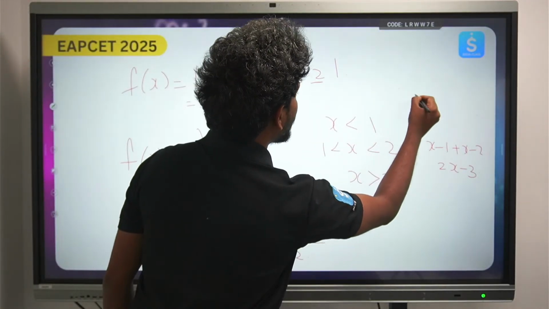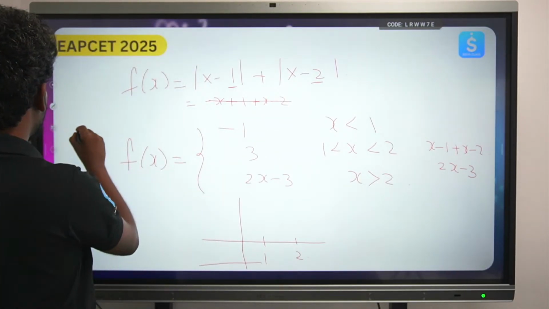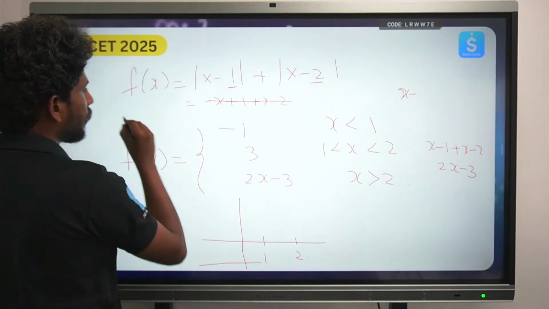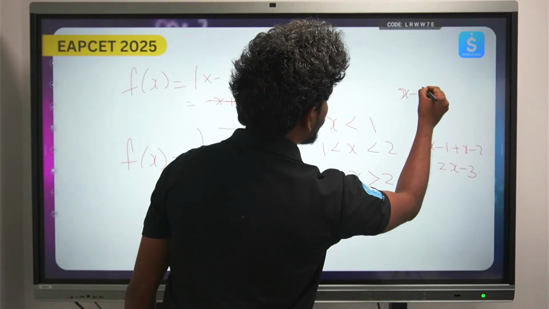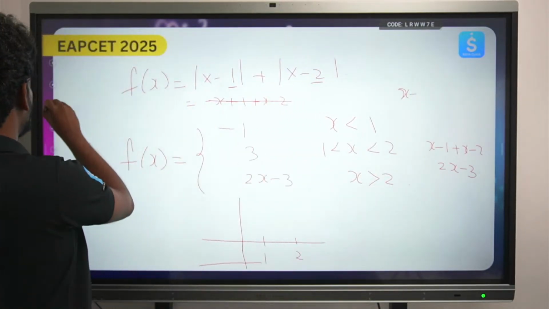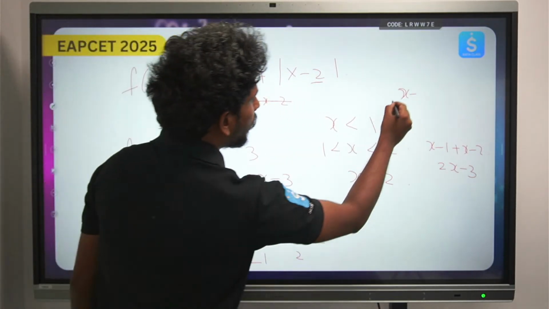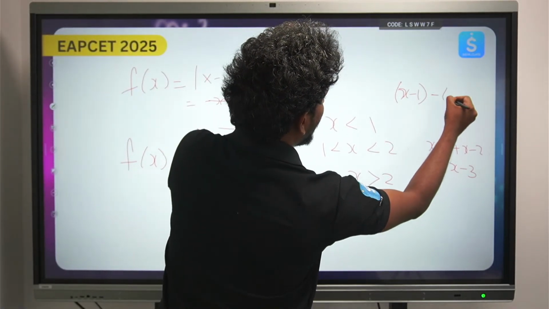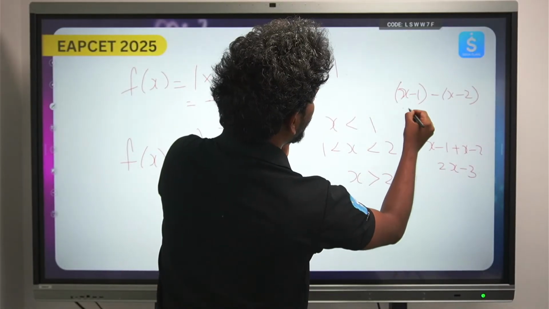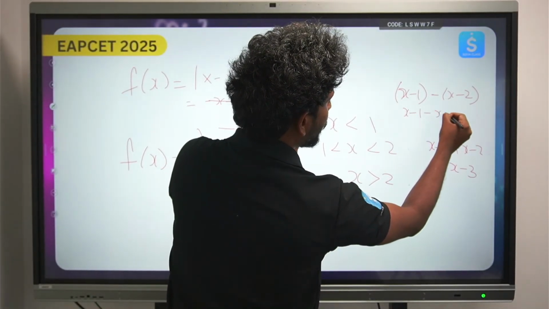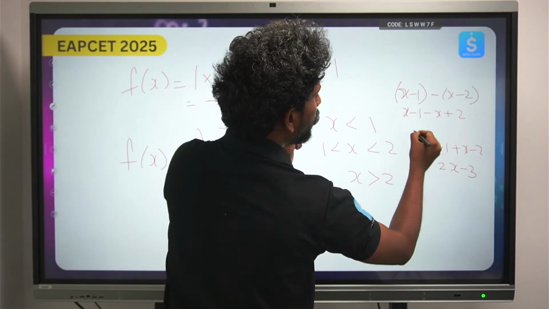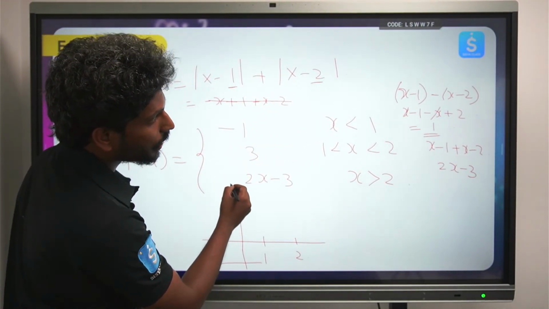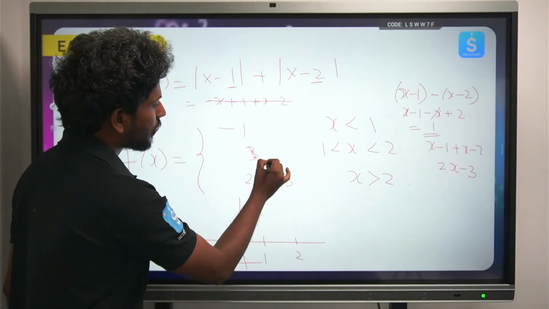So this will become x minus 1, okay, x minus 1 minus x minus 2. So this will become x minus 1 minus x plus 2. So this will become 2 minus 1, which is equal to 1. Okay, so here it becomes plus 1.